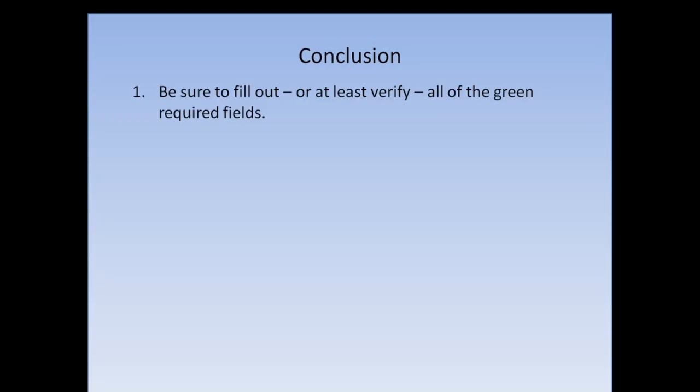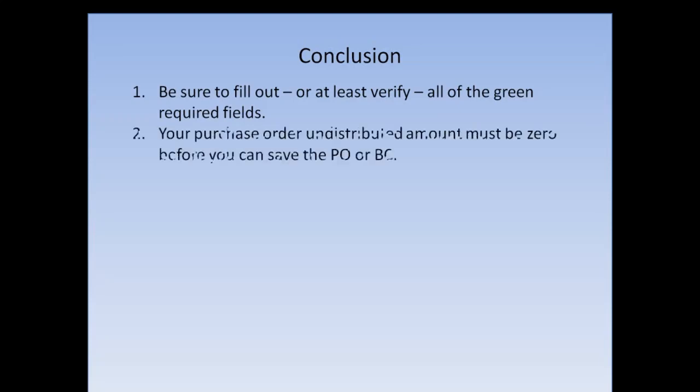Whether you're working with regular purchase orders, then and now POs, or blanket certificates of any type, the process for managing any kind of purchase order is essentially the same in UAN. The key points you will want to remember for managing purchase orders are: 1. Be sure to fill out or at least verify all of the green required fields. 2. Your purchase order undistributed amount must be 0 before you can save the PO or BC.